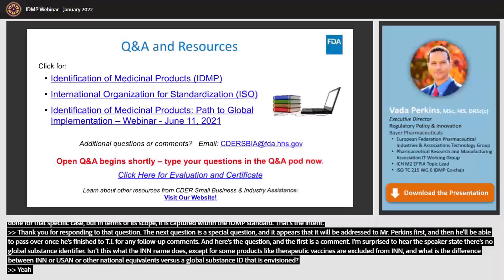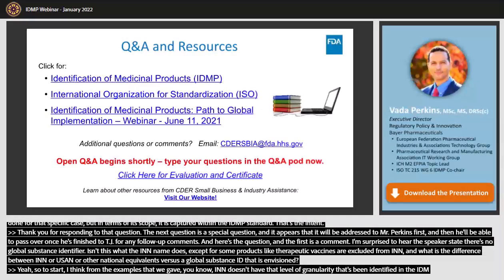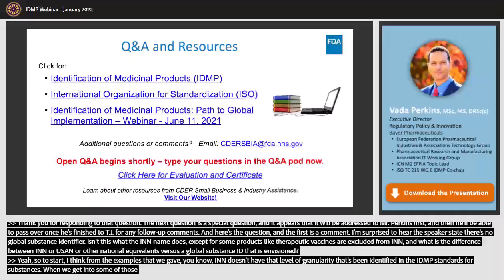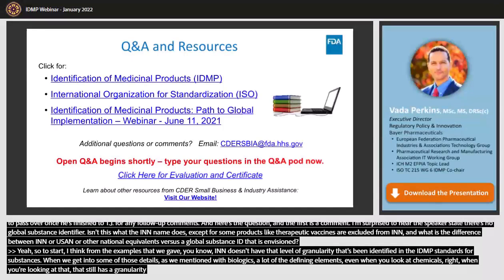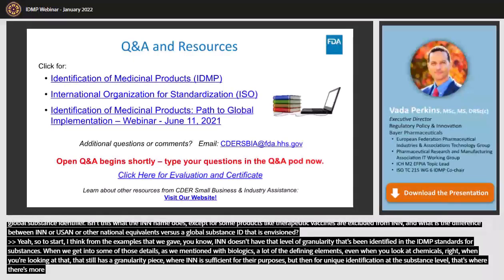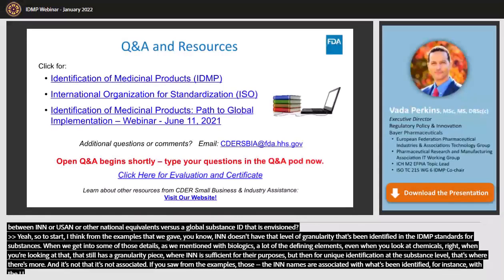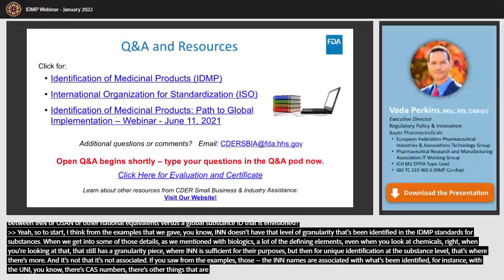Yeah, so to start, I think from the examples that we gave, INN doesn't have that level of granularity that's been identified in the IDMP standards for substances. When we get into some of those details, as we mentioned with biologics, there's a lot of defining elements. Even when you look at chemicals, there's still a granularity piece. INN is sufficient for their purposes, but for unique identification at the substance level, that's where there's more. And it's not that it's not associated. If you saw from the examples, the INN names are associated with what's been identified, for instance, with a UNII. There's CAS numbers, there's other things that are out there. But that's the reason why you say there's no global substance identifier.